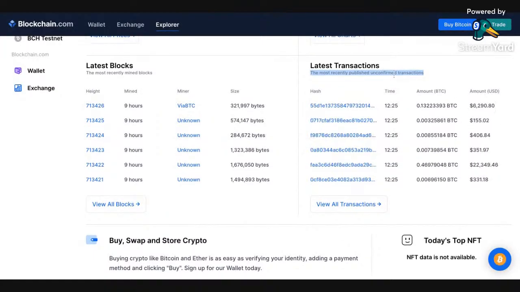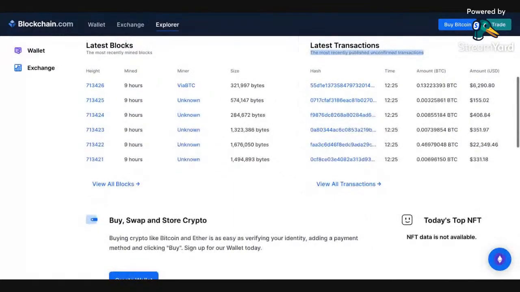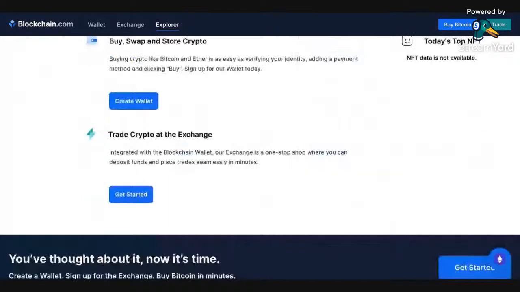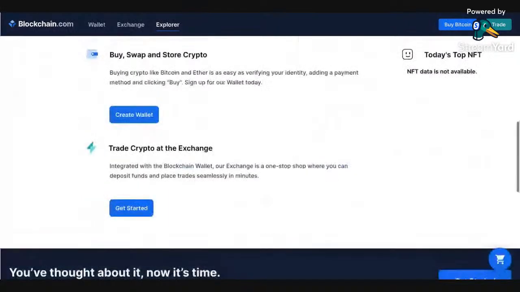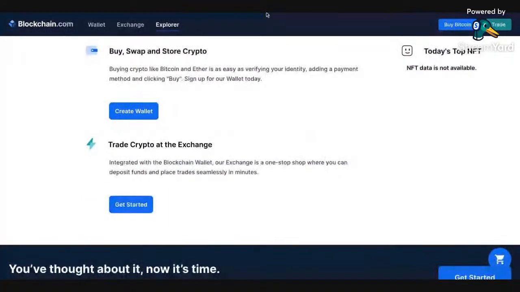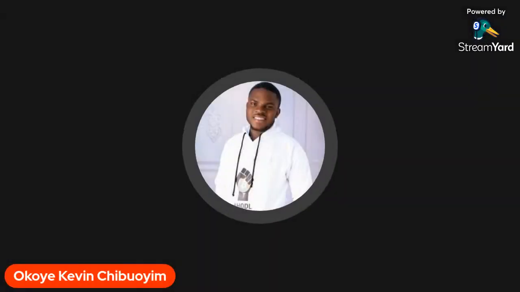This is the mempool, like I talked about. If I want to visit the mempool, you just click on view all transactions. If your transaction is not yet confirmed, you can also view it at the mempool. So these are lots of information which you can get with the blockchain explorer. I do hope this detail is very clear. All right, so let's go back to our presentation slide and move on with what we have for today.